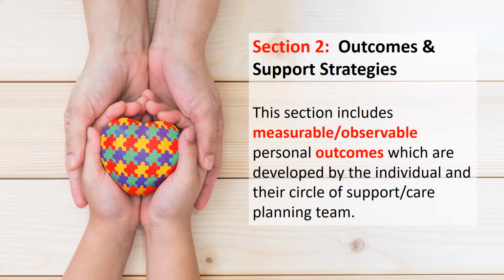Section 2. Outcomes and support strategies. This section includes measurable, observable, personal outcomes which are developed by the individual and their circle of support or care planning team.